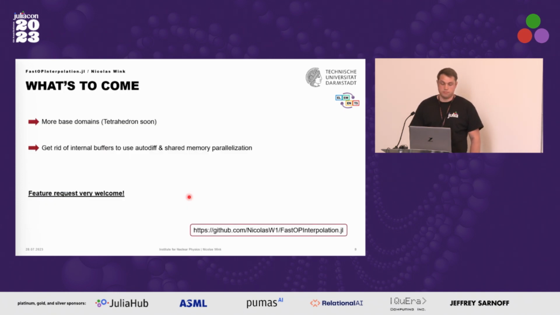So what's to come? More base domains, of course. This will be very soon because I need them for my personal research. So tetrahedra and spheres, to just name two. The other big thing we are working on, which unfortunately might take a bit longer, is that currently you can't use autodiff in this entire setup to produce derivatives of your evaluations because the performance comes from using internal buffers to unroll all the nested recursions that appear in these polynomials, but we're working on that. And if you have any feature requests like more polynomials or want to participate in any way, please just contact me. Yeah, thanks a lot.